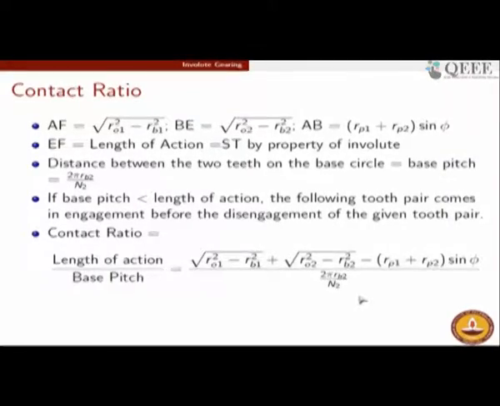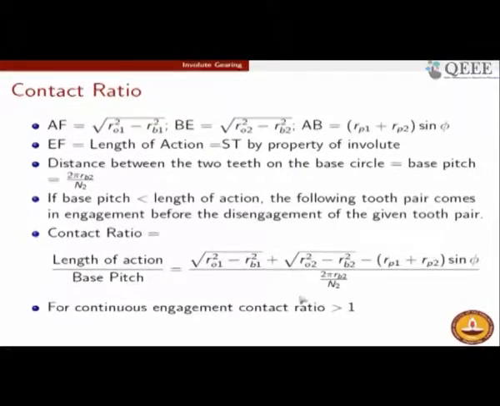So definitely it should not fall below 1, that is the length of action should be more than the base pitch, or in other words base pitch should be smaller than the length of action, such that the succeeding gear tooth is not far away and it can quickly come and take the position of the tooth ahead, and thereby ensure that the engagement of the following gear tooth happens before the disengagement of the gear tooth lying ahead of it. So therefore, the contact ratio definitely should not fall below 1.